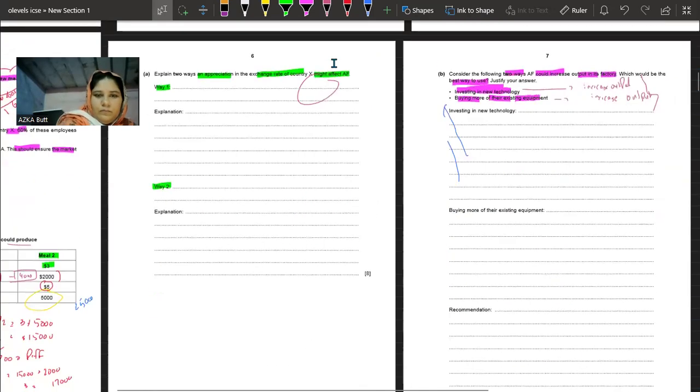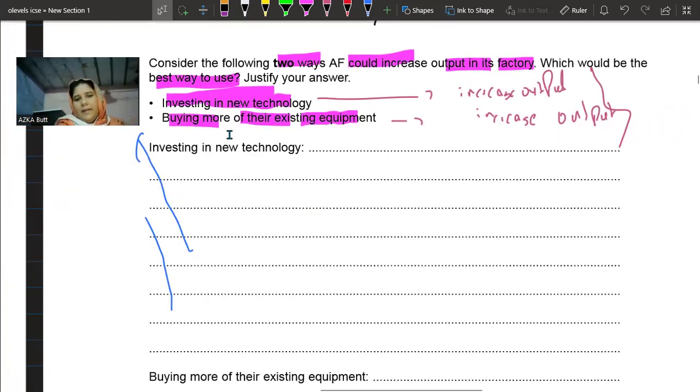Okay, so we have two ways to increase the output. The first one is investing in new technology, and the second one is buying more of the existing equipment. So first of all, let's look at the pros of investing in new technology.